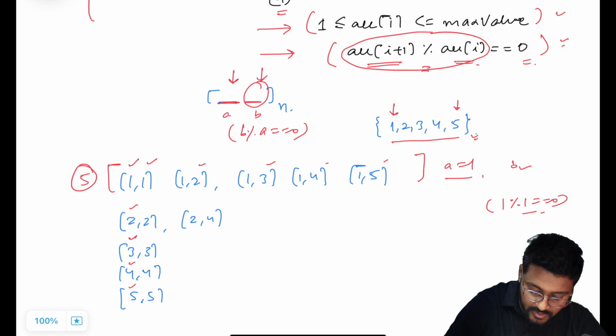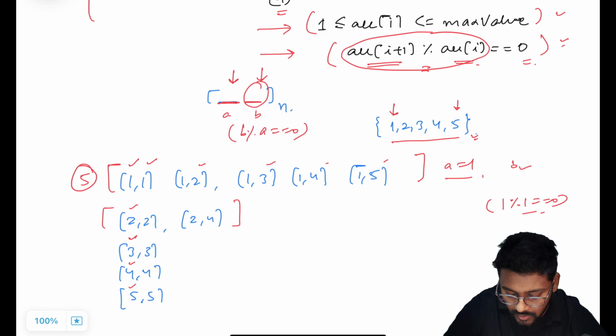In total, 1 is going to give me 5 possibilities. If the first item is 2, then the second item can be either 2, because 2 is divisible by 2, or 4.